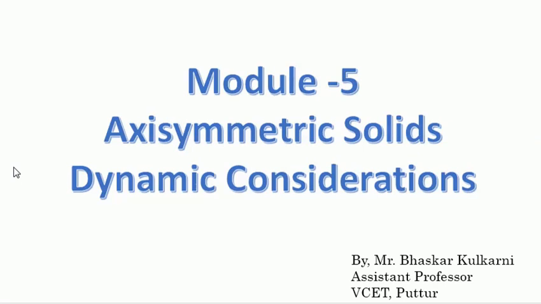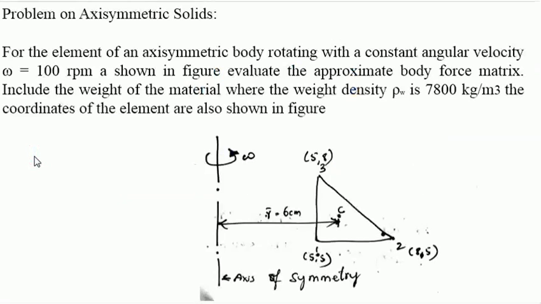Today we are going to solve problems on Module 5. Module 5 consists of two major topics. One is axisymmetric solids, the second one is dynamic consideration. So under the axisymmetric solids, let us consider a problem.